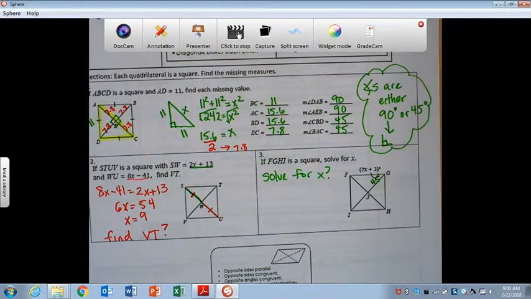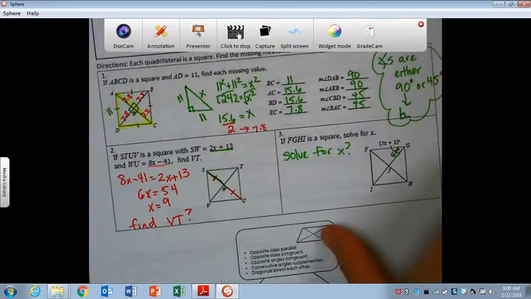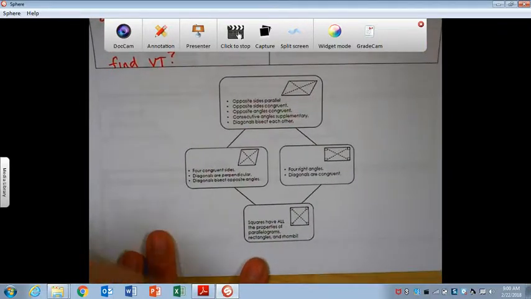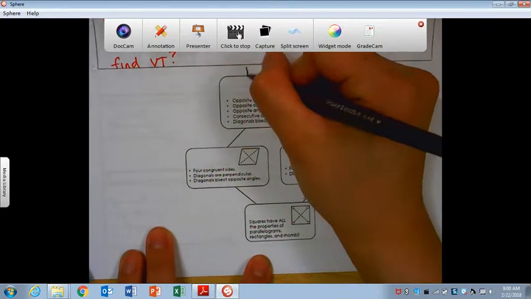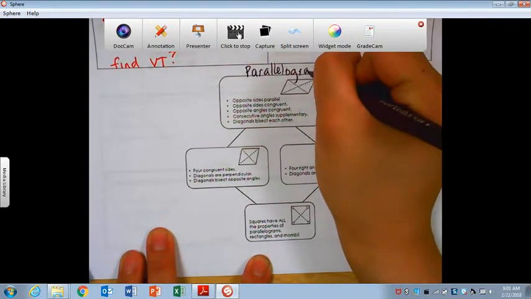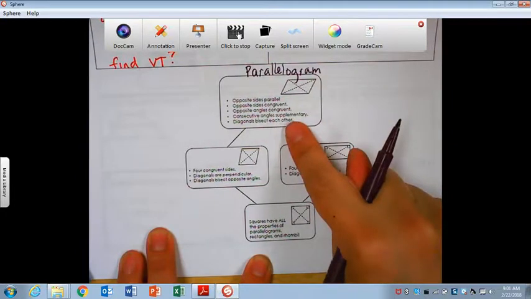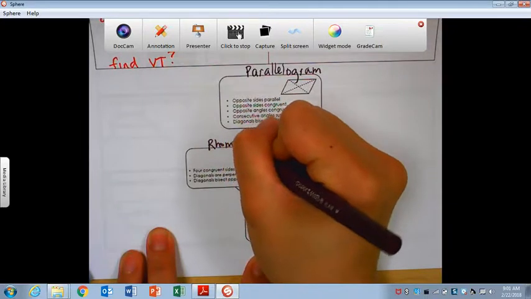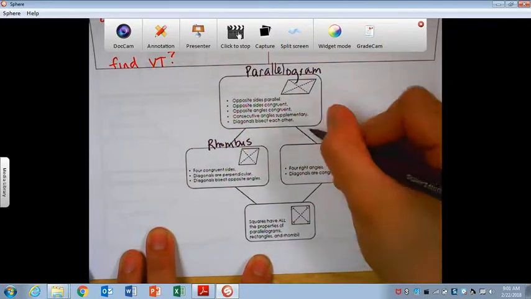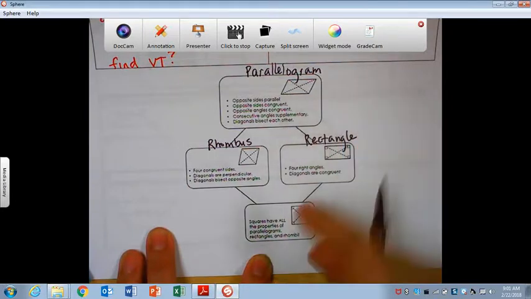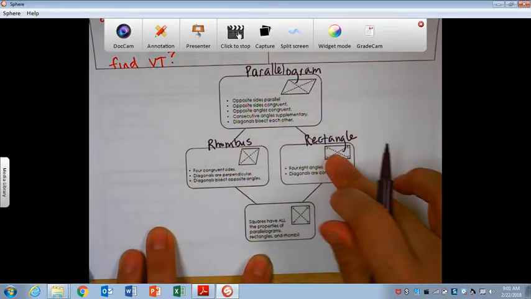Okay, so here is what we've learned so far. This is a parallelogram, and all these properties. Then you've got a rhombus, or slanted square. Here is a rectangle. And then a square is a mix of both.